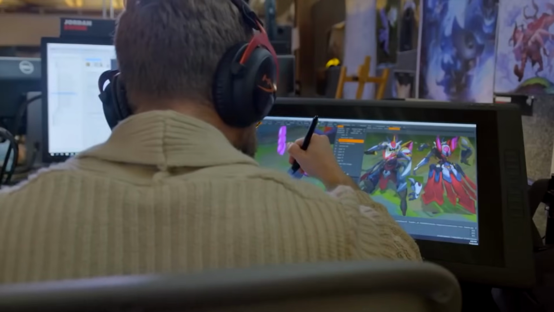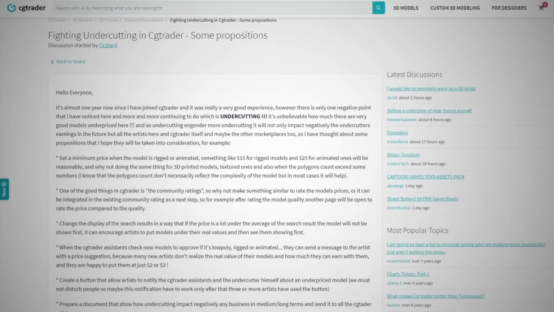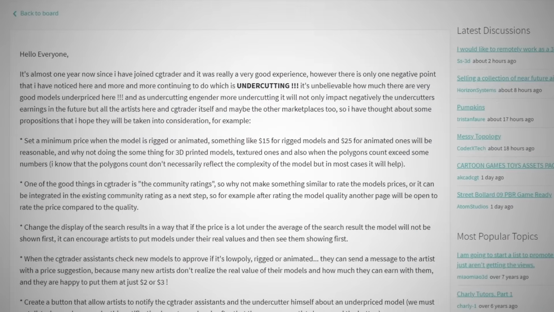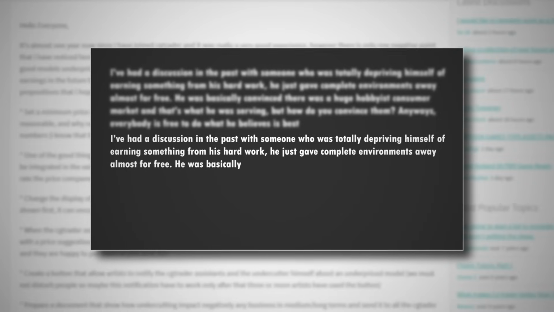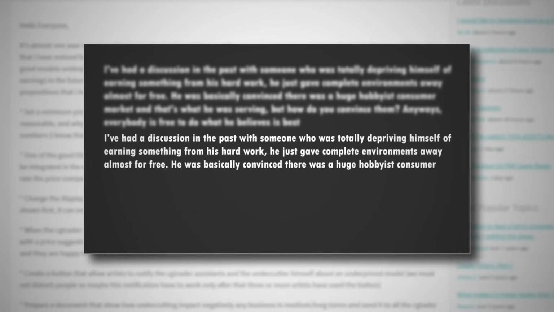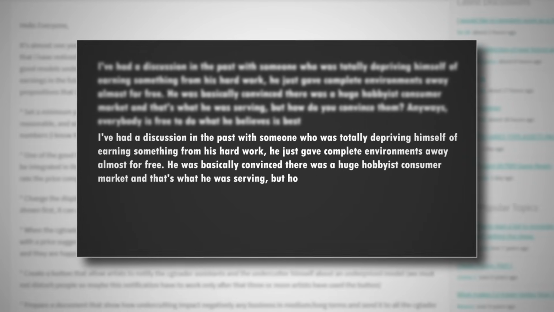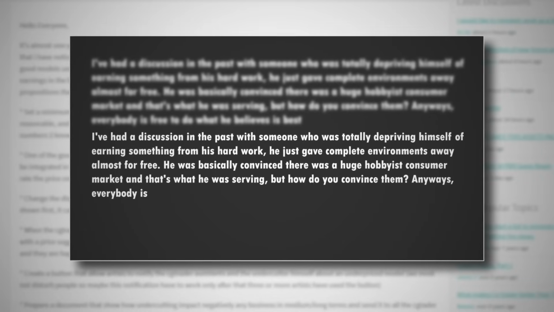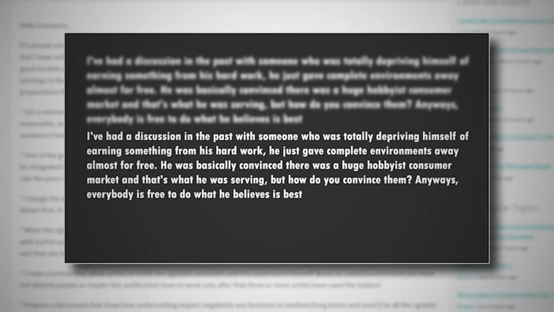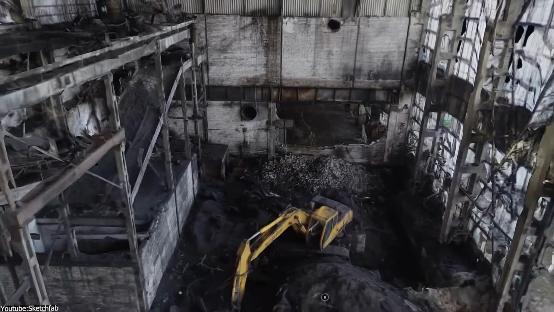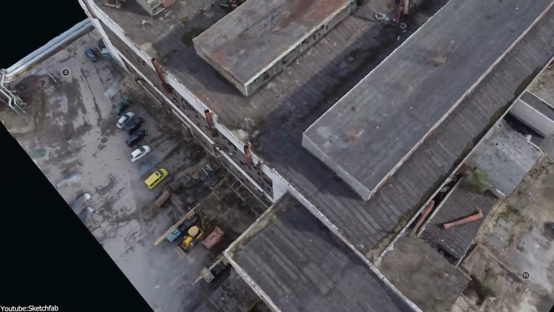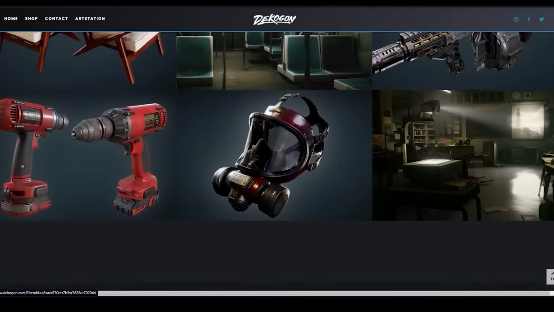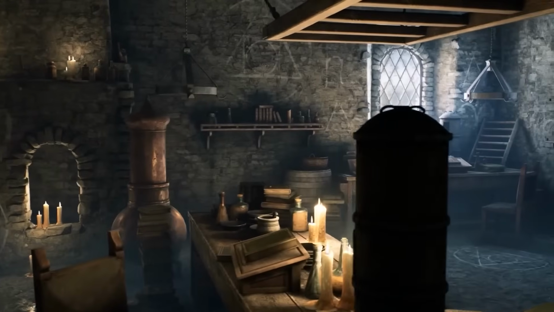Just like how this 3D artist commented, I have had a discussion in the past with someone who was totally depriving himself of earning something from his hard work. He just gave complete environments away almost for free. He was basically convinced there was a huge hobbyist consumer market and that's what he was serving. But how do you convince them? Anyways, everybody is free to do what they believe is best. Me personally, I think giving really good quality assets for free is better than selling them for extremely cheap prices. And based on this, I believe the best solution is not changing anything and just focusing on yourself.